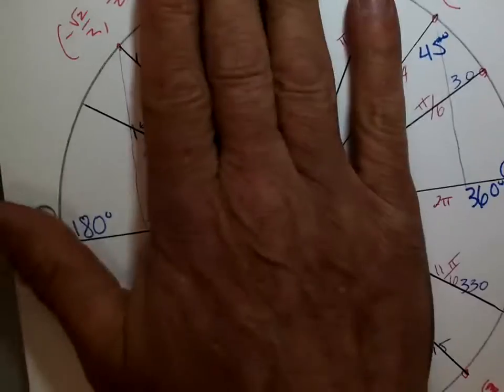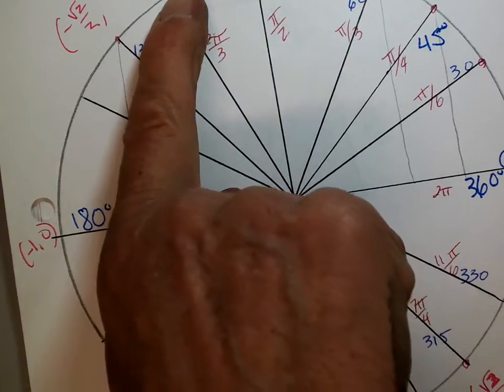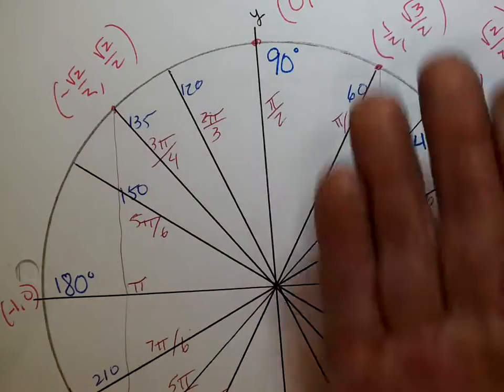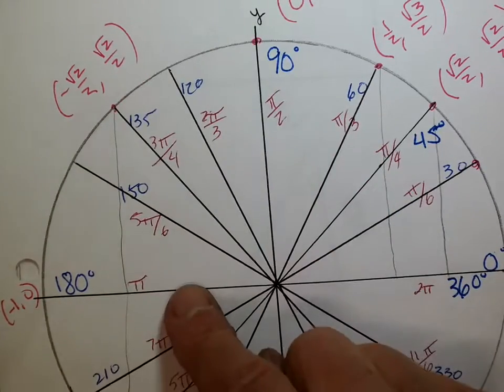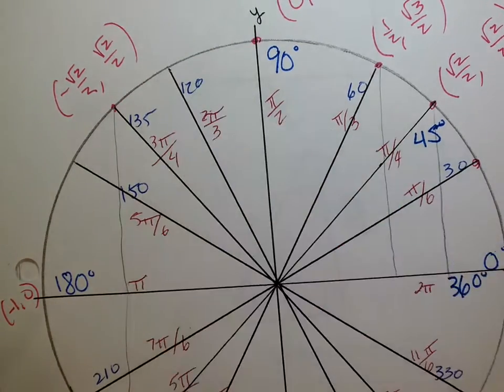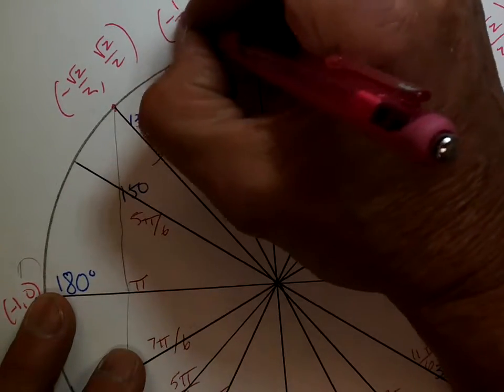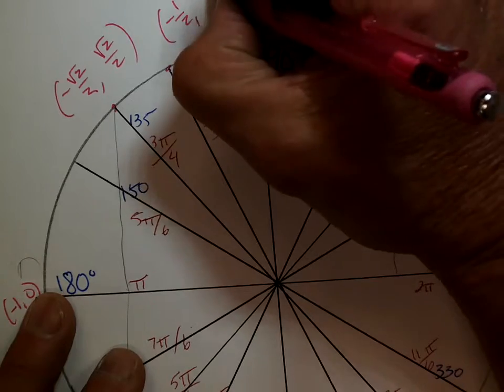We got another one right here at 120. Same triangle. We got another one here at 120, except it's back and then up. So the coordinate at 120 degrees is a negative 1/2 and a positive square root of 3 over 2.